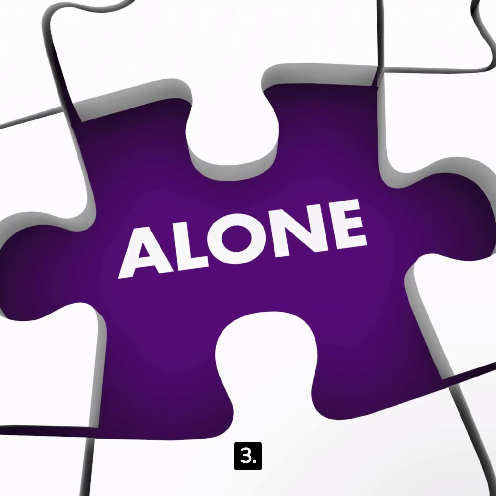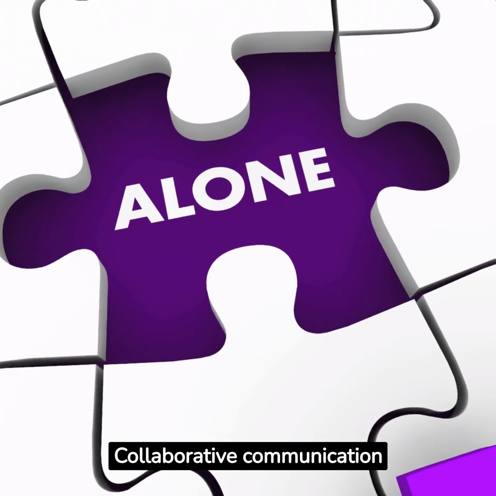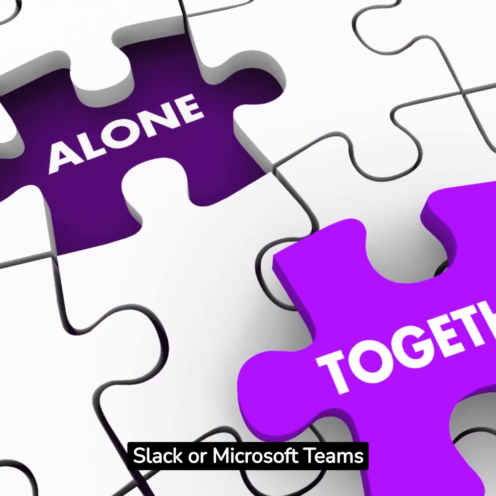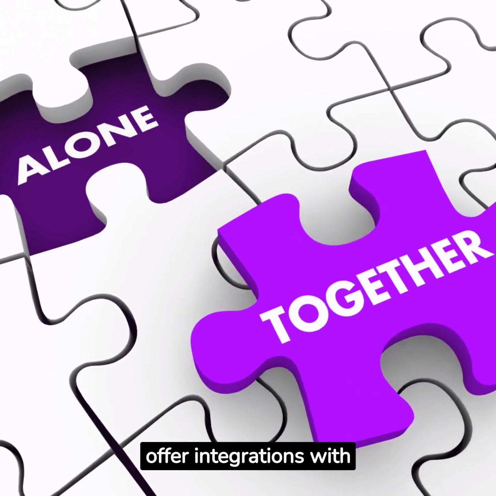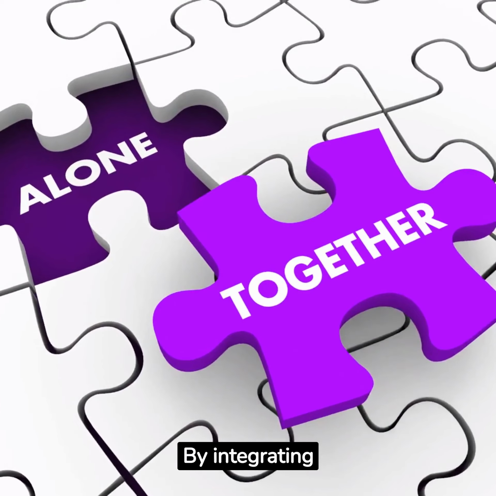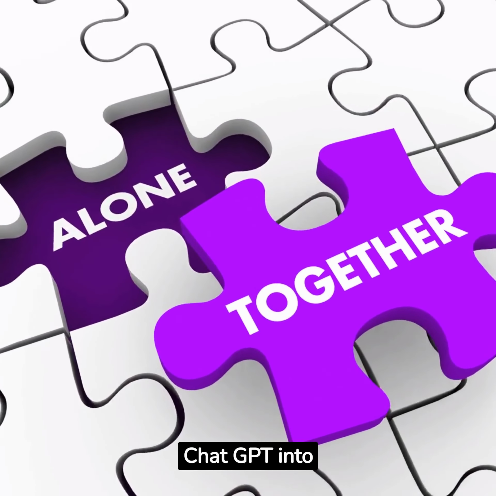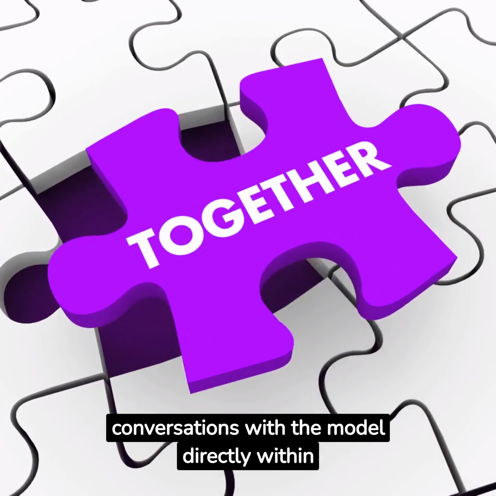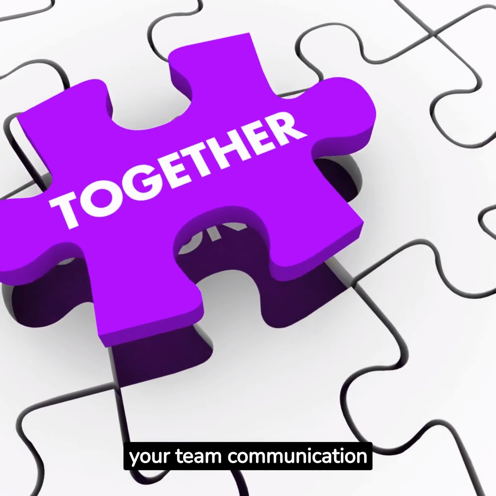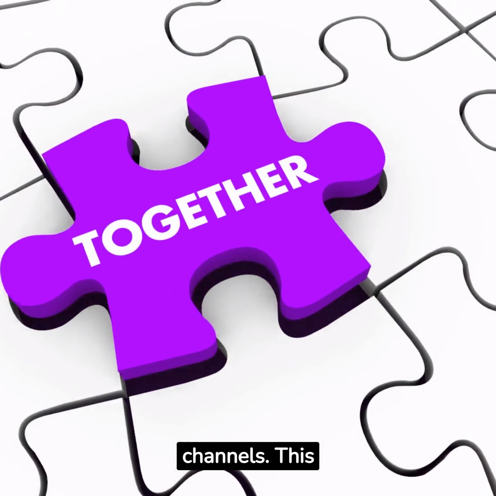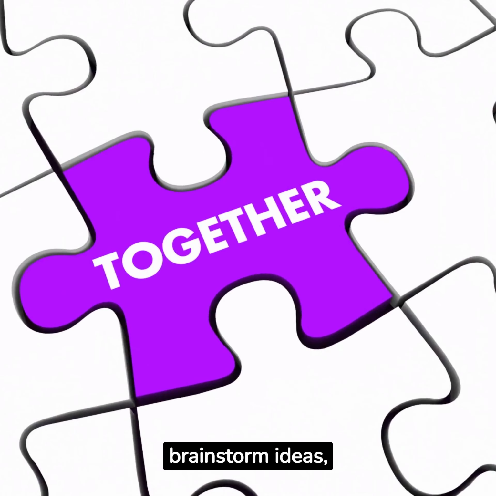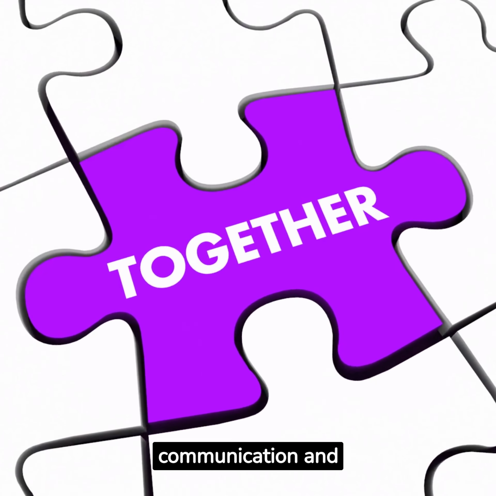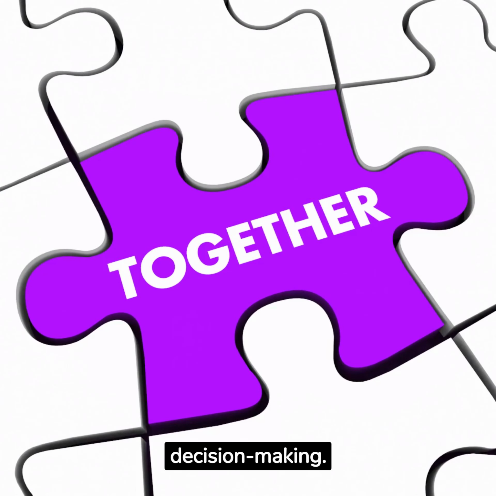Integration Option 3: Collaborative Communication Tools. Tools like Slack or Microsoft Teams offer integrations with AI language models. By integrating ChatGPT into these platforms, you can have interactive conversations with the model directly within your team communication channels. This allows you to seek advice, brainstorm ideas, or generate content collaboratively, enhancing communication and decision-making.